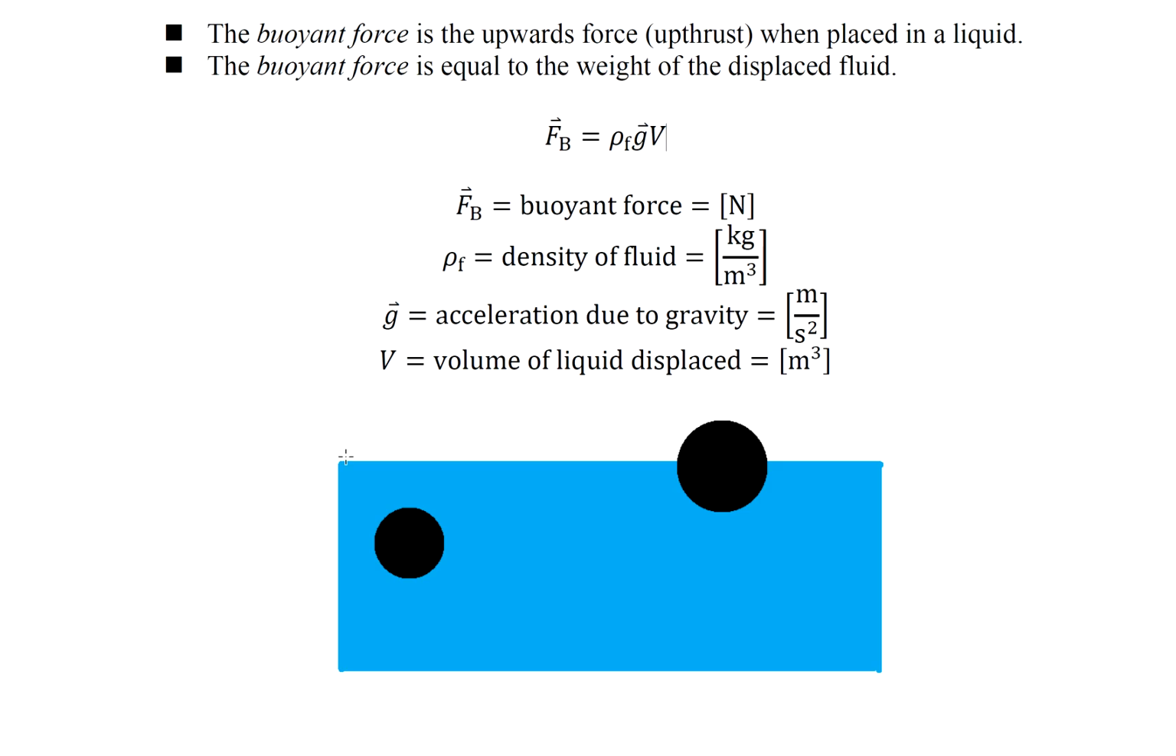So on the left sphere, V would be 4/3 pi r cubed. On the right sphere, it would be 4/3 pi r cubed times 1/2, because only 1/2 of the sphere is under the water.